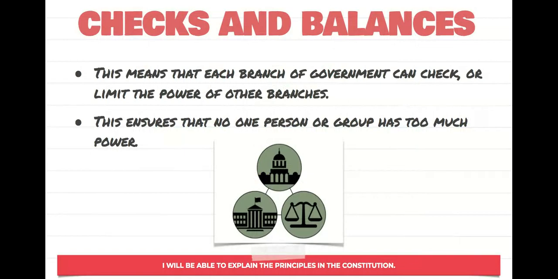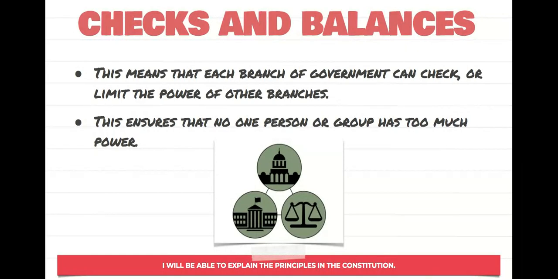Checks and balances. So this means that each branch of government can check or limit the power of other branches. Okay, so each branch has something, multiple things really, that they can do that will limit the other branches of government. This is just another way to ensure that one person or one group does not get too much power.